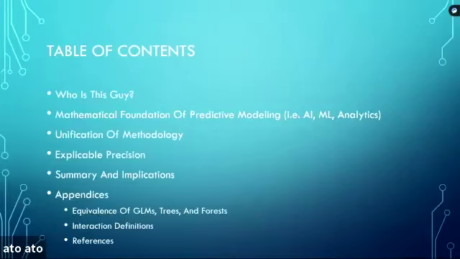Okay. So what's going to be the path forward here? Well, first I'll give a brief explanation of who I am. Then we will talk about the mathematics that I claim underlie almost all the predictive modeling that we do. Once we have understood that properly, that will allow us to see models from a particular point of view, which will allow us to think in terms which help to unify the methodologies that we see presented, at least that I have seen, in a somewhat disparate fashion in times past. And hopefully this will lead us to the idea of explicable precision.